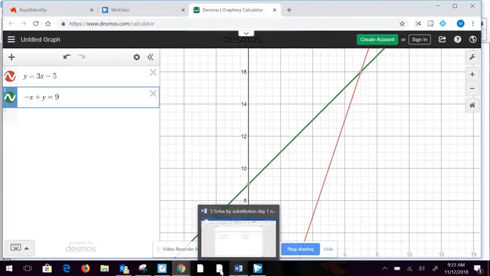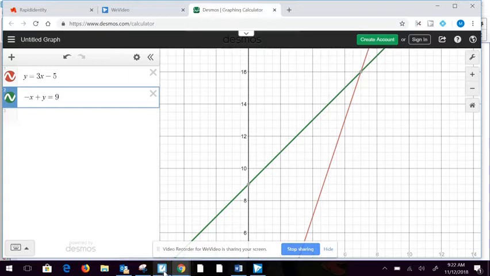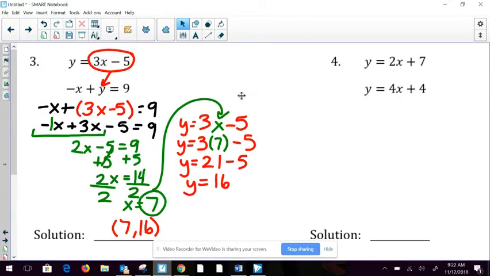You can't go back and double check on a test, but you sure can do that when you're doing your classwork to make sure you're knowing and understanding how to solve these algebraically. Let's go on to number 4. I have y is equal to 2x plus 7, and I also have that y is equal to 4x plus 4. It looks quite a bit different, but really, these are my favorite because they're the easiest.